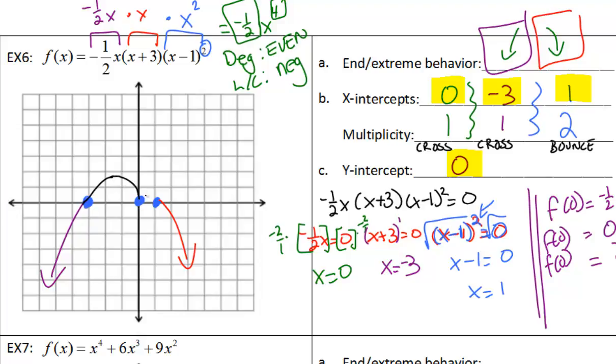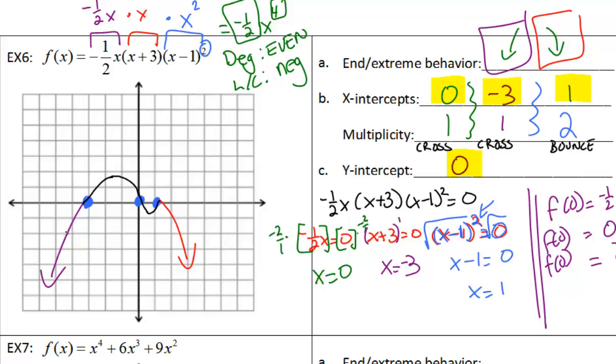So then here I am at 0. What happens at 0? I need to cross. So cross the x-axis at that point. All right, play connect the dots, get to your next point. What is this point? This point is 1. What happens at 1? I bounce. And if you look at this, didn't I touch and turn around?